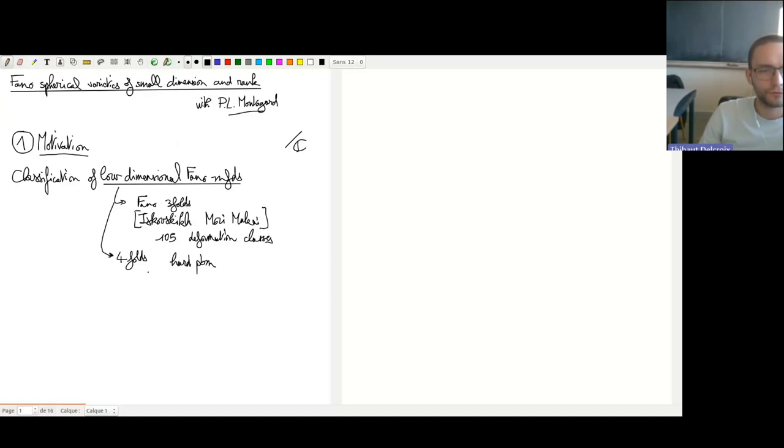So my goal is not really, I mean, I will talk about Fano fourfolds, but with an added condition and an added motivation. So I will not only be interested in the classification of Fano manifolds, and actually not really interested in that, but of Fano manifolds with a group action. And here I mean really a big group action, which is a reductive complex group action. My result will be much more specific, but that's the kind of thing I'm interested in.